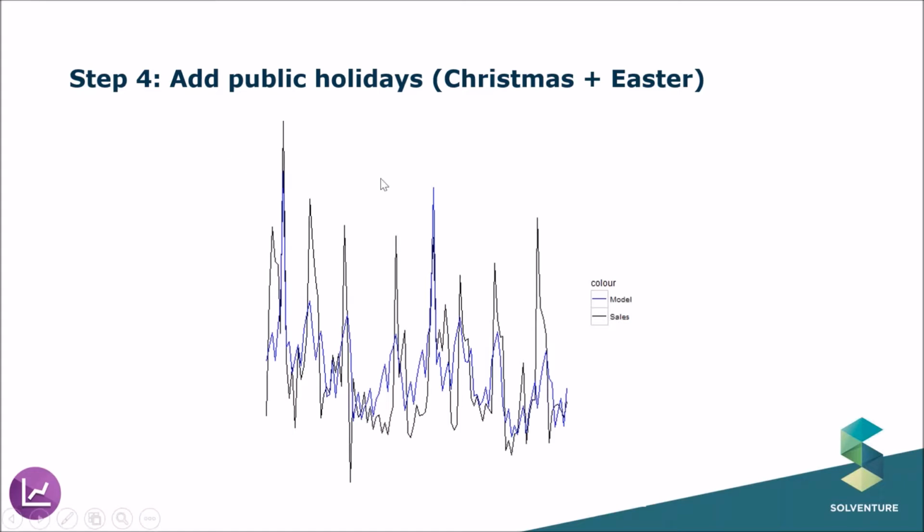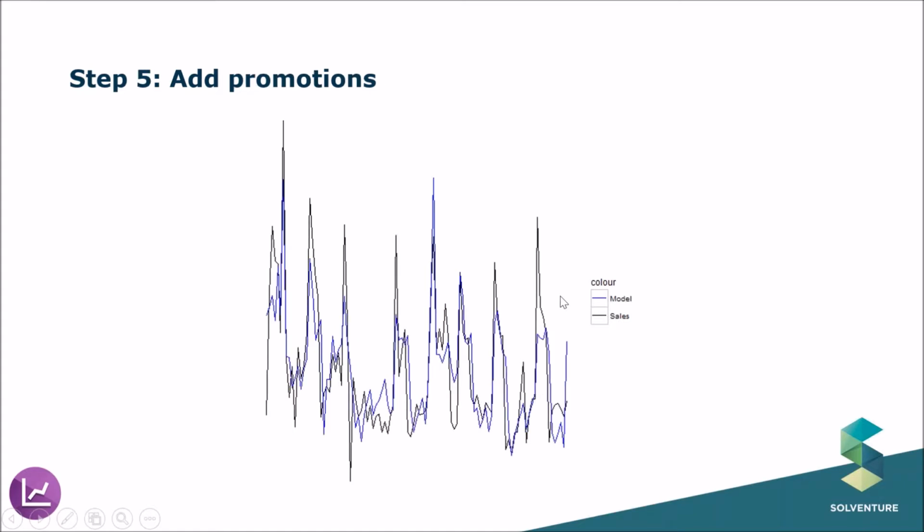What do I see? Some of the peaks here, this is Christmas. Some of the peaks are really due to the fact that it's Christmas. These are the Christmas peaks, these two, but I can also see that some of the other peaks are not yet explained or not yet modeled. How can that be done? Well, in the next step, let's add promotions.